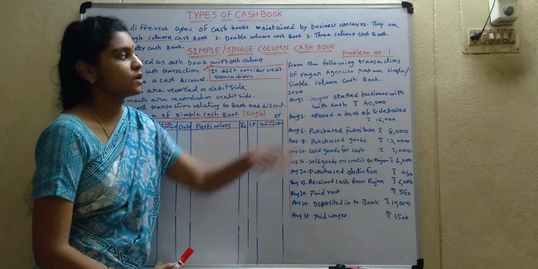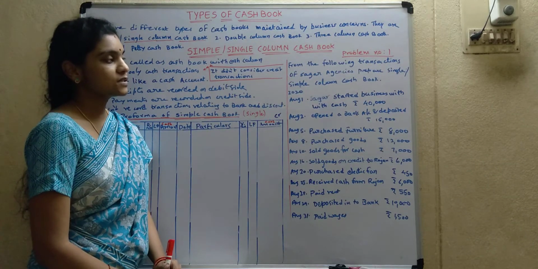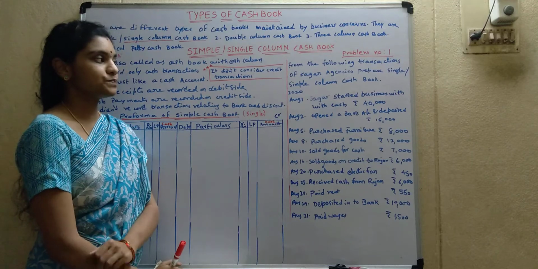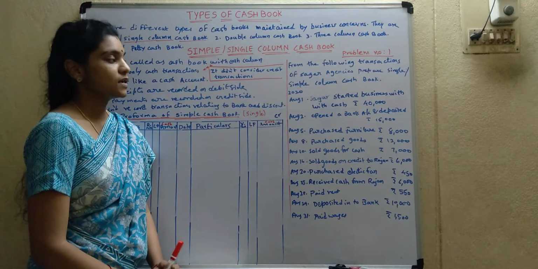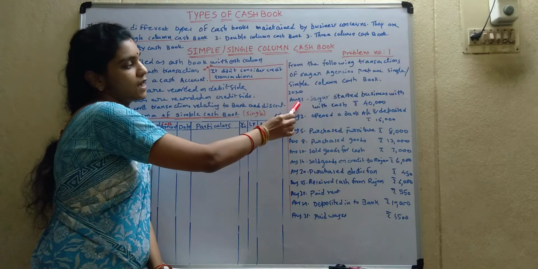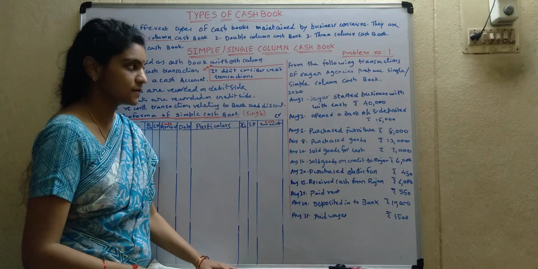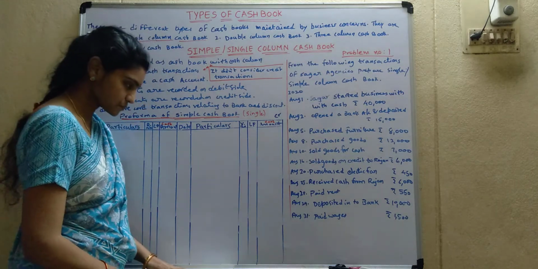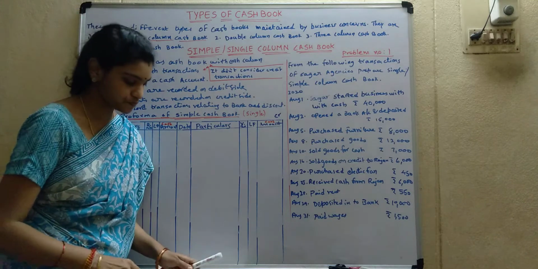From the following transactions of Sagar Agencies, prepare a single or simple column cash book. From these transactions, prepare a single column cash book. And 2020 August 1st, what's the transaction? Sagar started business with cash.